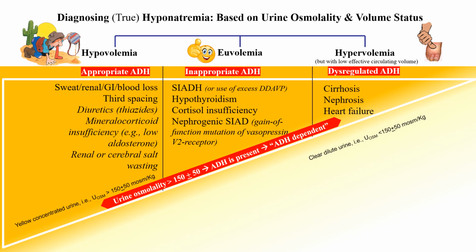Nephrogenic SIAD is a condition where there is a gain of function mutation of the ADH receptors, also known as vasopressin V2 receptors. In this condition, no ADH secretion is needed to activate the receptors. The mutated vasopressin receptors are produced in their activated form. Clinically, patients present similarly as those with the syndrome of inappropriate ADH release.